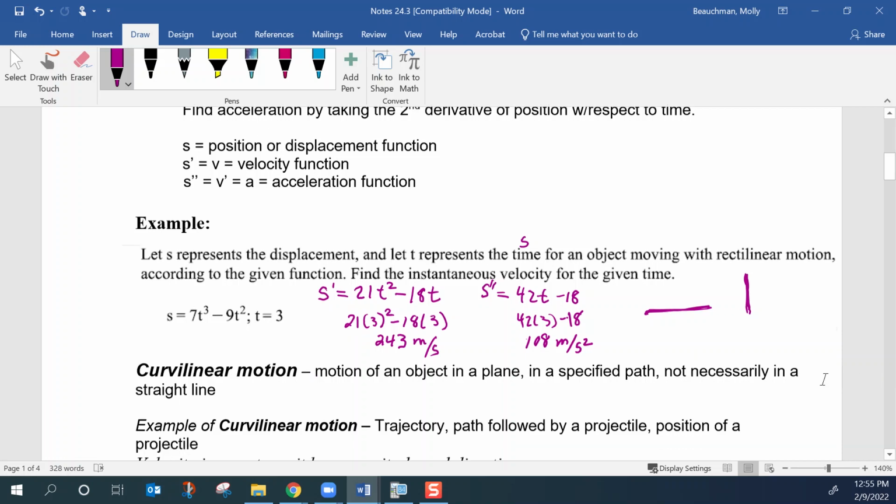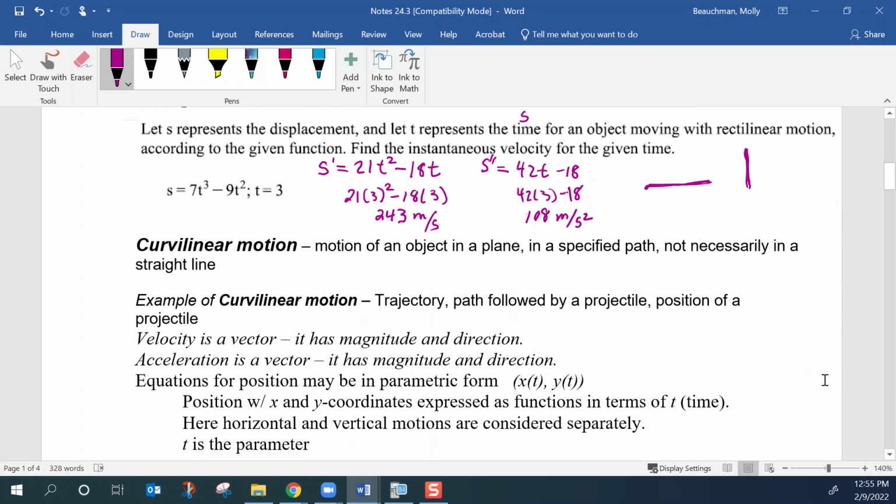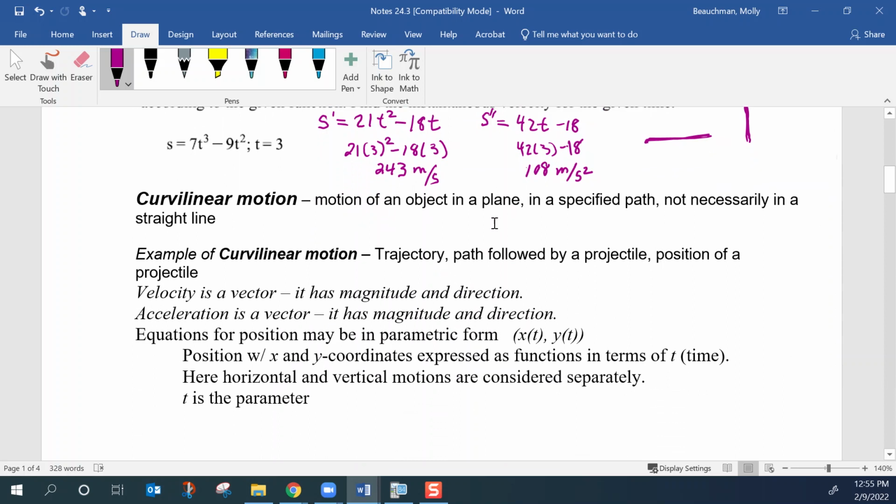We're not just moving backwards and forwards on a straight line. Now the motion of our object is in a plane, in a specified path, but not necessarily in a straight line. Some examples of curvilinear motion are trajectory, the path followed by a projectile, or the position of a projectile. Velocity and acceleration are both vectors. Now they have magnitude and direction. Magnitude is how fast, direction is where you are going.